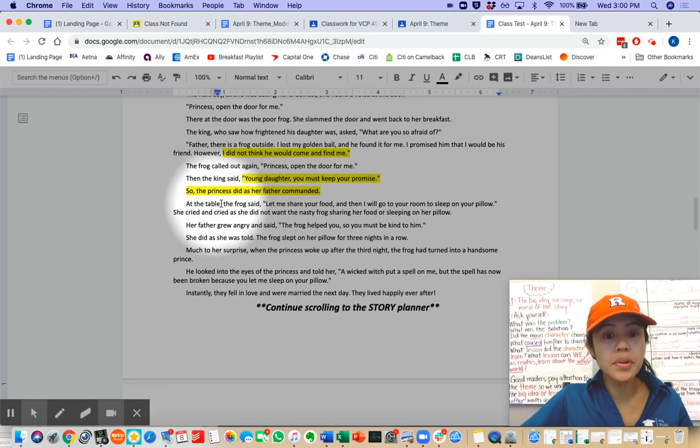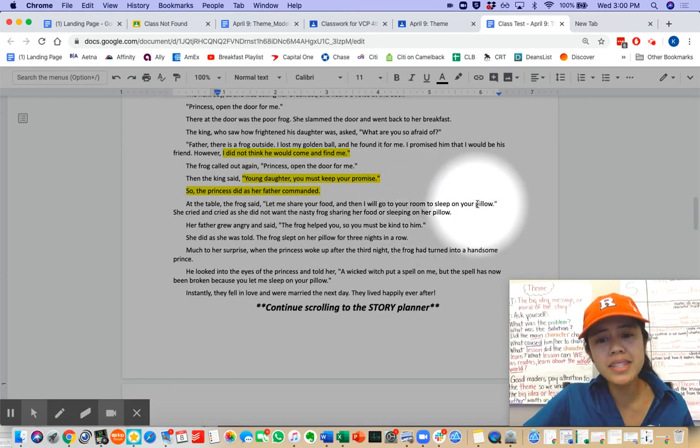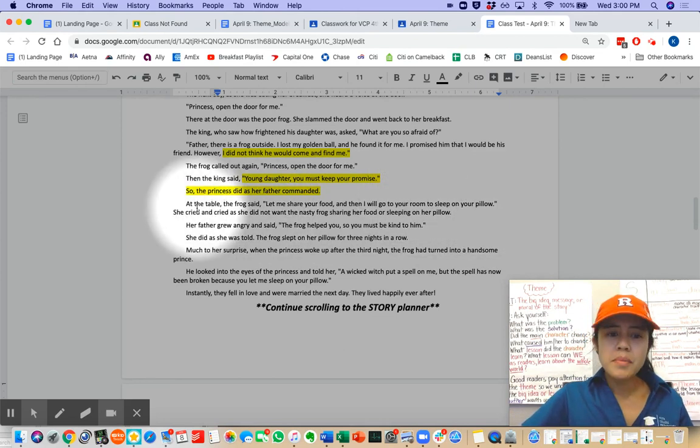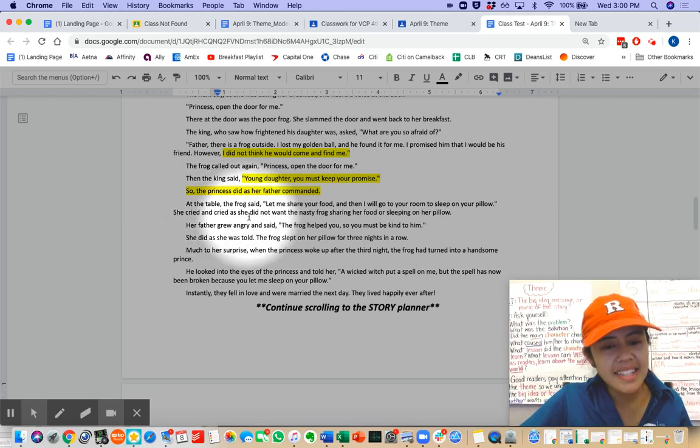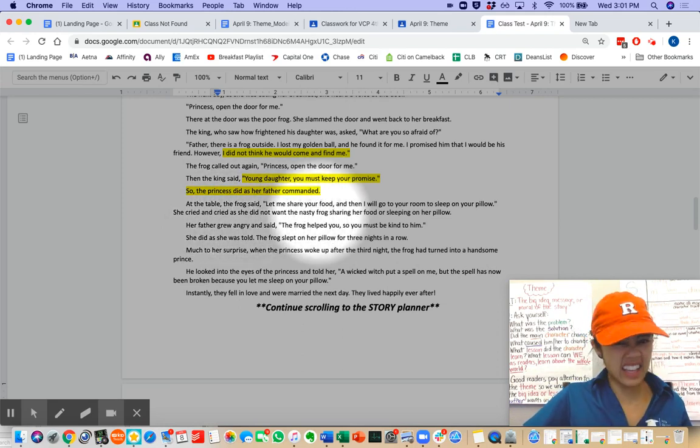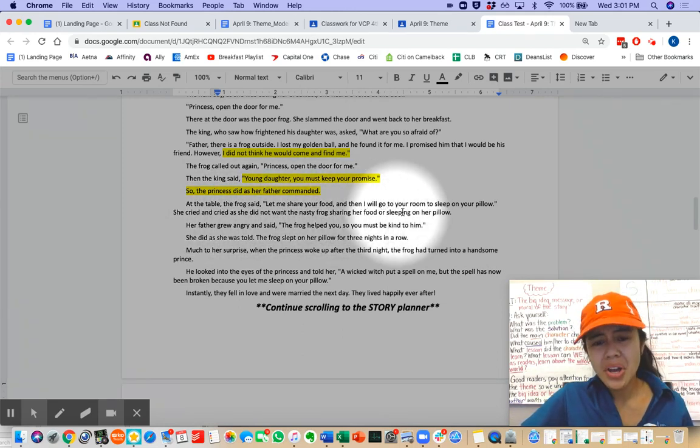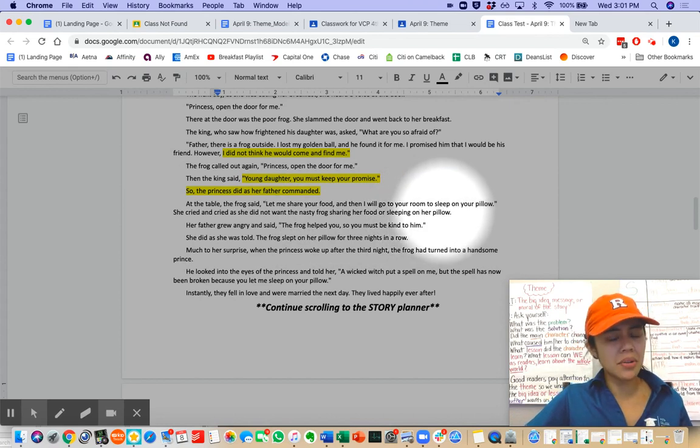At the table, the frog said, "Let me share your food, and then I will go to your room to sleep on your pillow." She cried and cried as she did not want that nasty frog sharing her food or sleeping on her pillow.